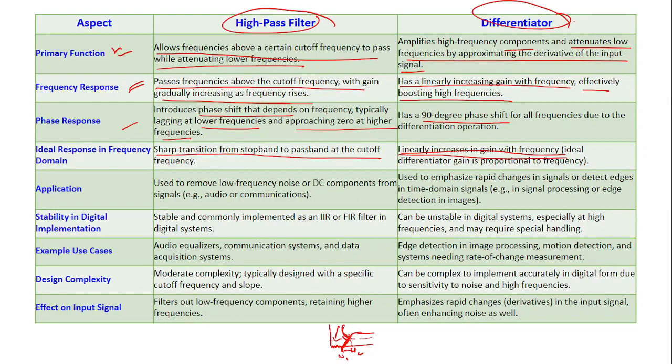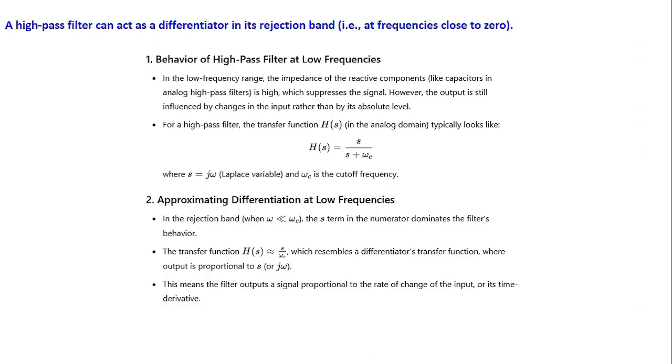So you may be given a question: explain why a high pass filter acts as a differentiator, or explain why an integrator is basically a low pass filter. So this is the explanation. If you look into the behavior of the high pass filter, we have this transfer function for the high pass filter, H(s) equal to s divided by s plus omega c. It is in the analog domain.